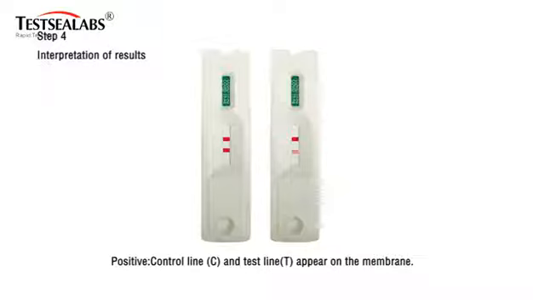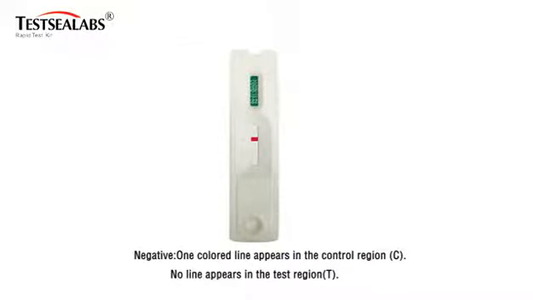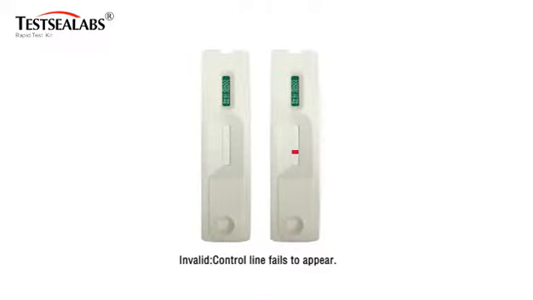Interpretation of results. Positive: control line C and test line T appear on the membrane. Negative: one colored line appears in the control region C. No line appears in the test region T. Invalid: control line fails to appear.